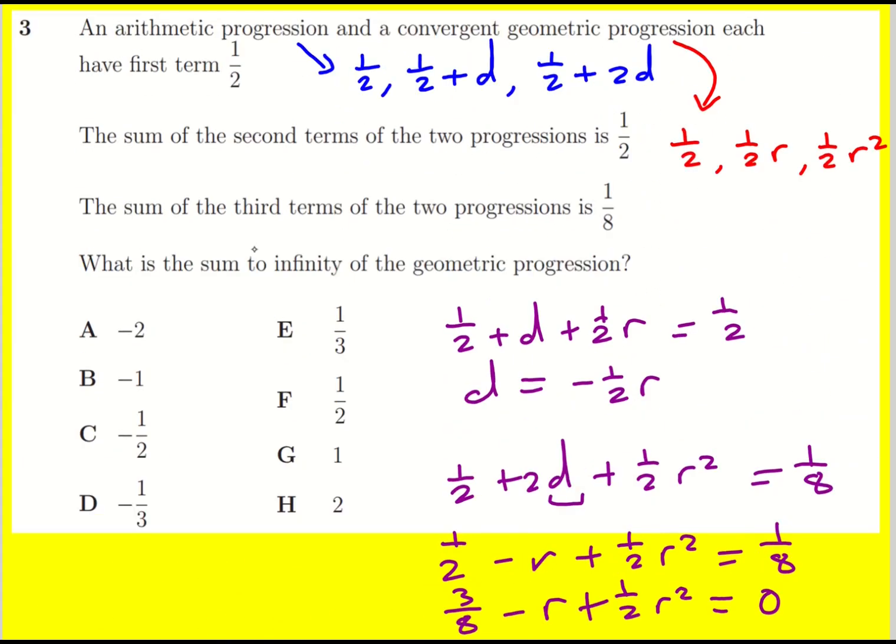And therefore the sum to infinity, which is a over 1 minus r, is equal to a half divided by 1 minus a half, which gives me the answer of 1.